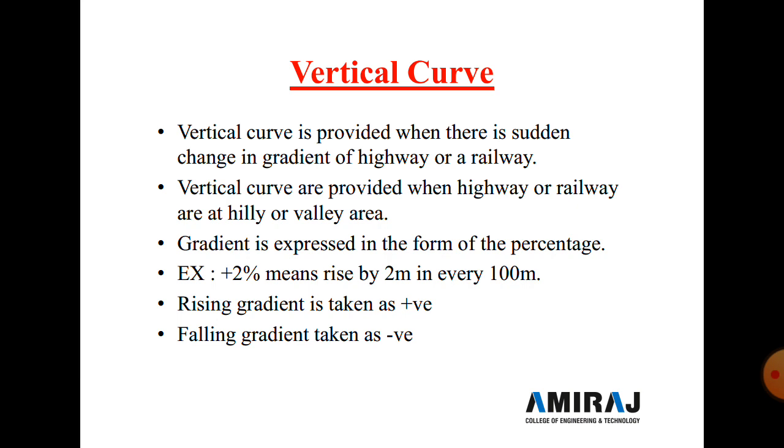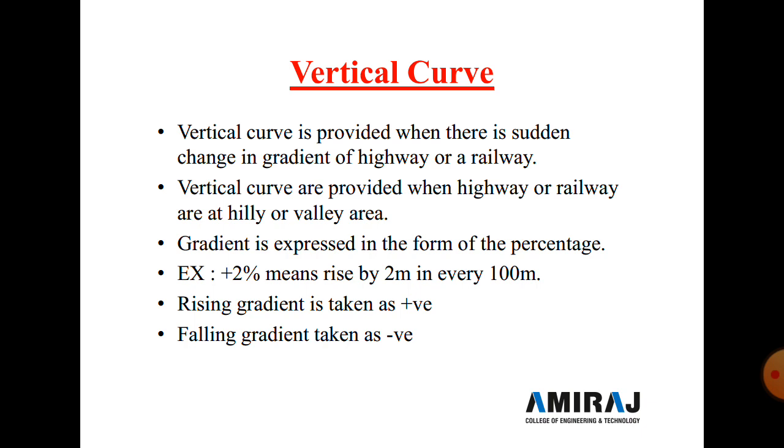So a vertical curve is provided when there is a sudden change in the gradient of a highway or railway. Vertical curves are provided on highways and railways generally in hilly or valley areas, and gradient is expressed in the form of a percentage. Here gradient is of positive or negative type. A rising gradient is taken as positive, and a falling gradient is taken as negative.